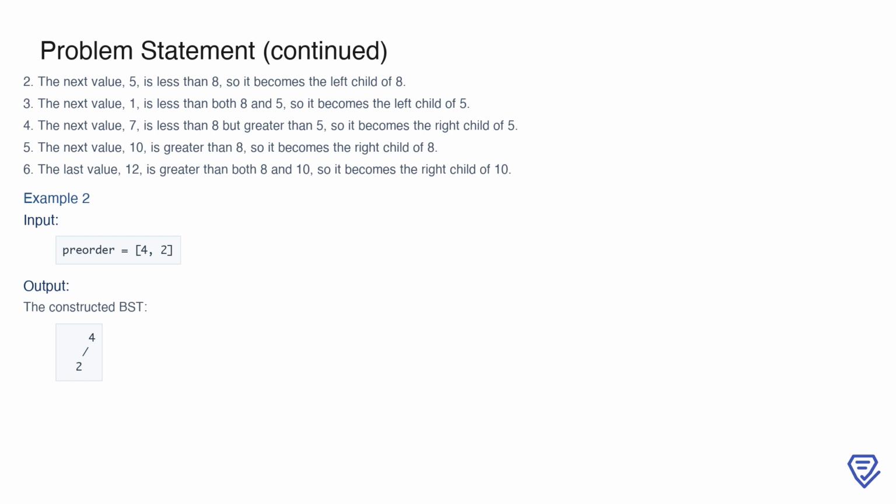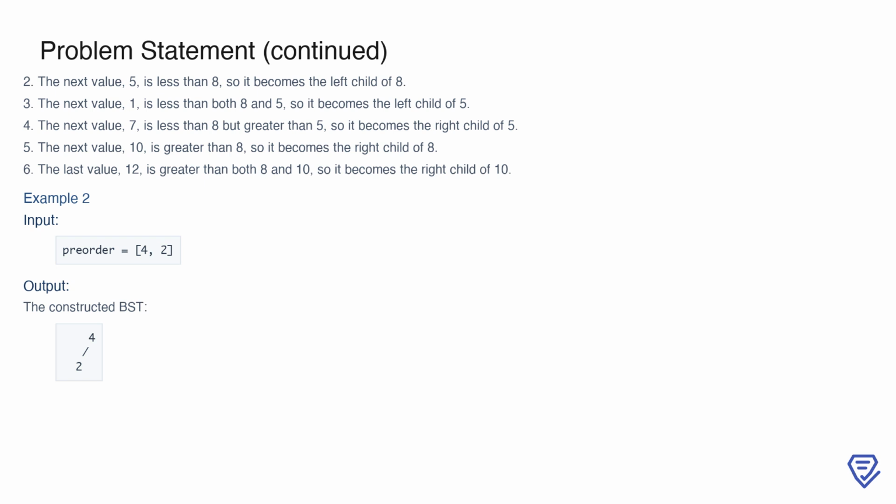Moving on, 7 is less than 8 but greater than 5, so it becomes the right child of 5. The next value, 10, is greater than 8, so it becomes the right child of 8. Finally, 12, which is greater than both 8 and 10, becomes the right child of 10.